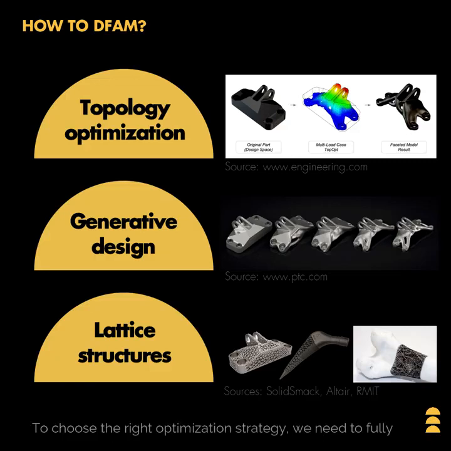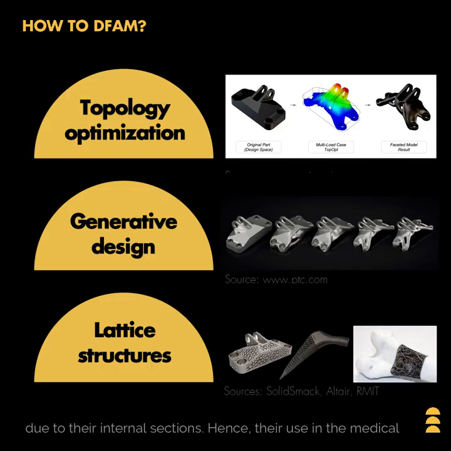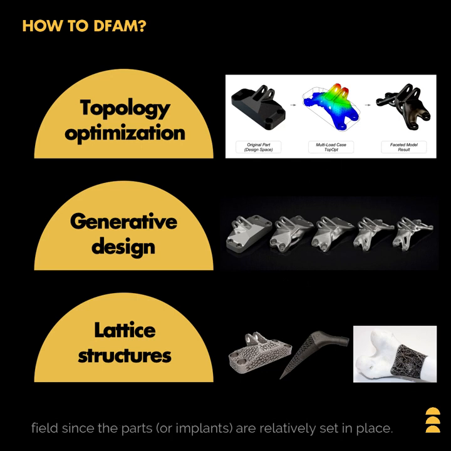Now, to choose the right optimization strategy, we need to fully understand how and where the part will be used. For example, there is a strong focus on topology optimization and generative design for aerospace and aviation mission-critical parts. The reason behind this is that structures generated using these two techniques can be relatively easy to inspect and detect surface cracks. On the other hand, this is much more complicated with lattices due to their internal sections. Hence, their use in the medical field, since the parts or implants are relatively set in place.